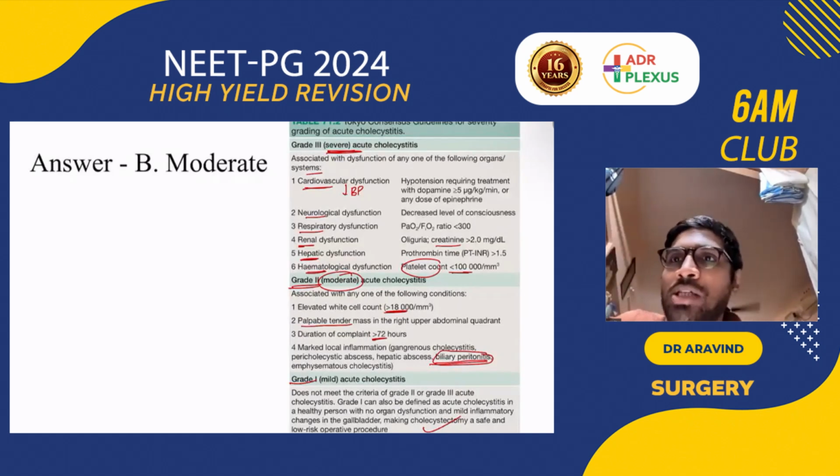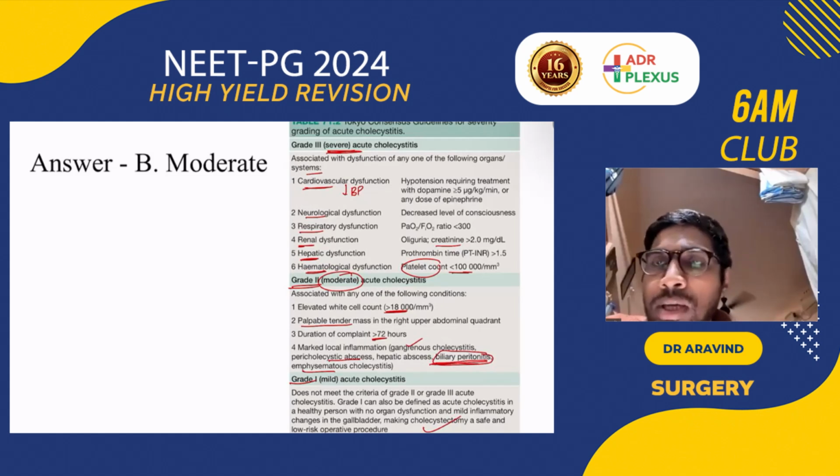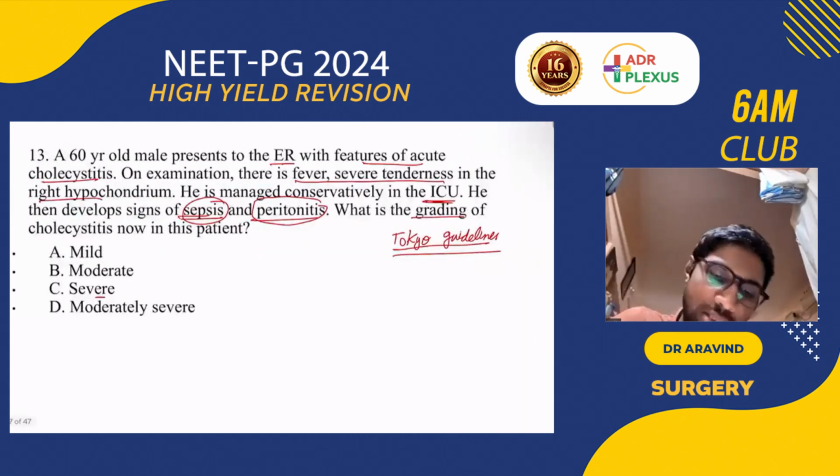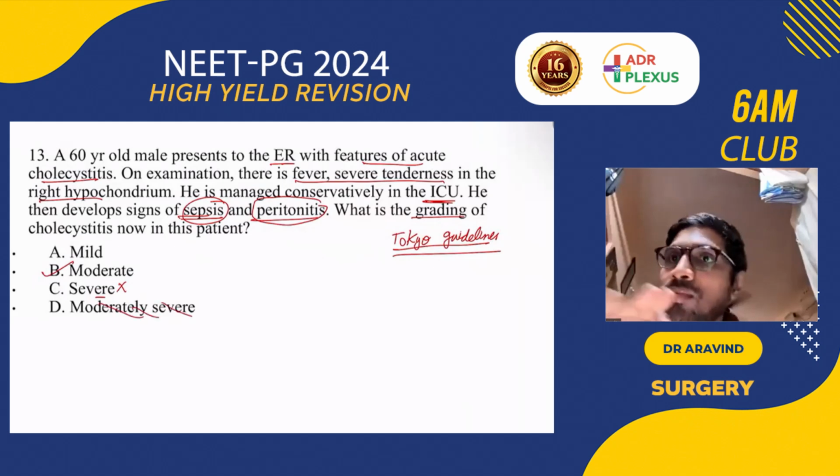Otherwise, whatever local complication it can be, gangrenous cholecystitis, cholecystic abscess, emphysematous cholecystitis, biliary peritonitis going in for perforation, all will come under moderate only. So the answer should be moderate here, not severe. And moderately severe is not at all in cholecystitis.